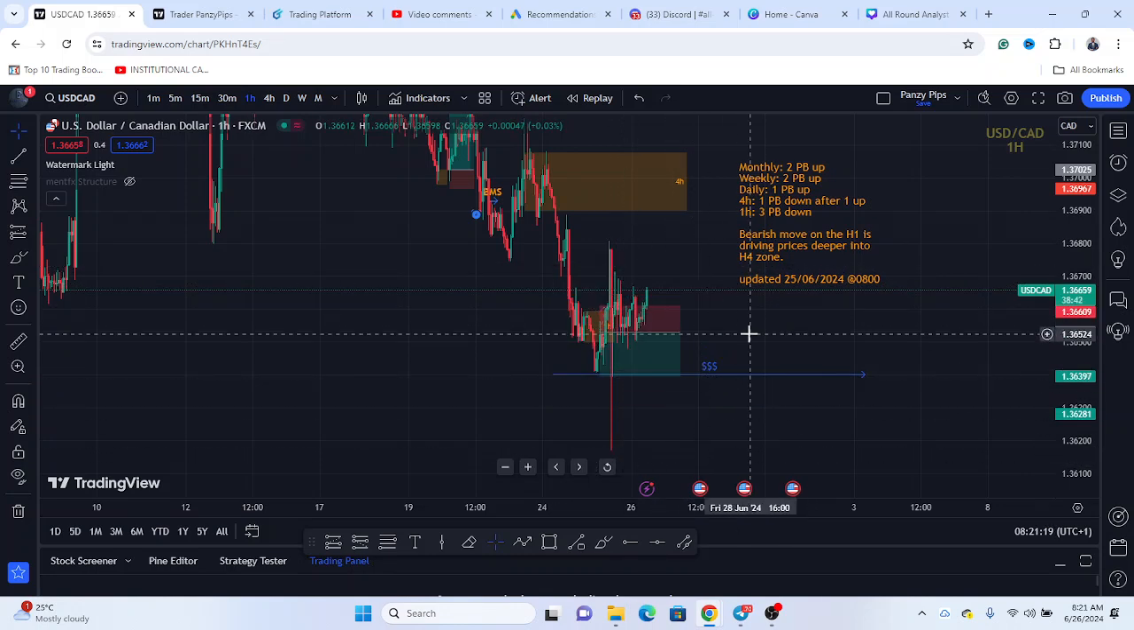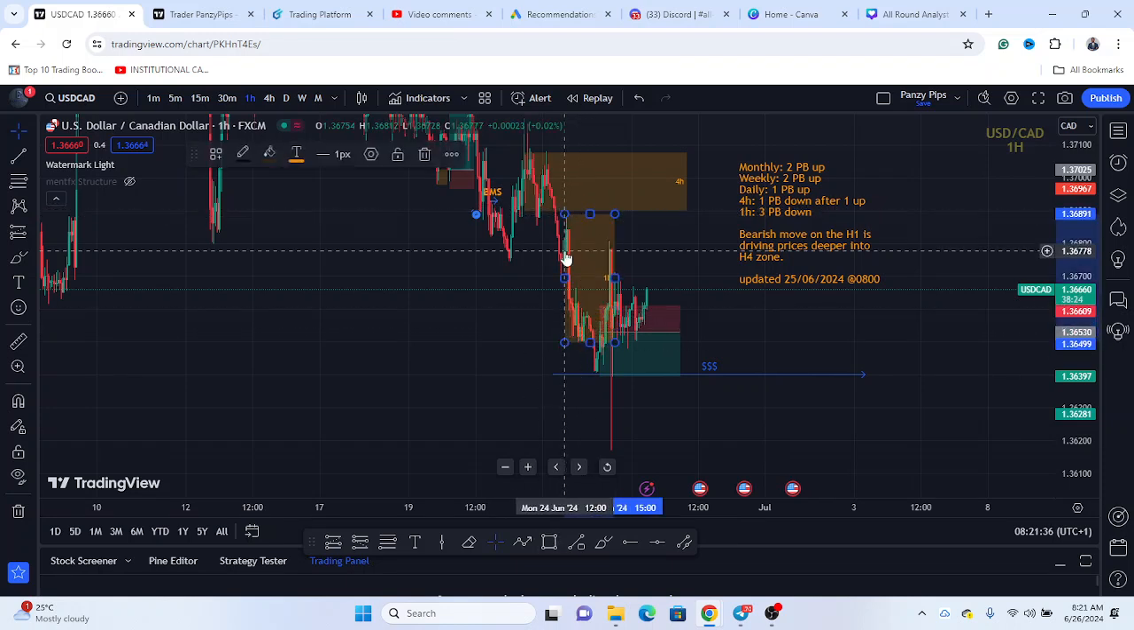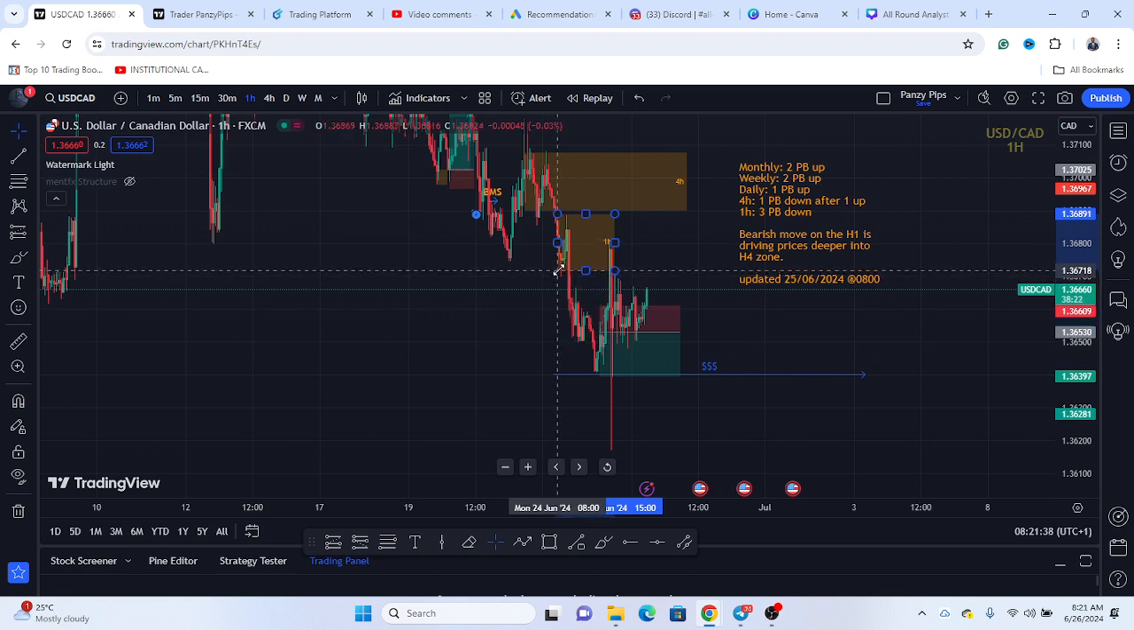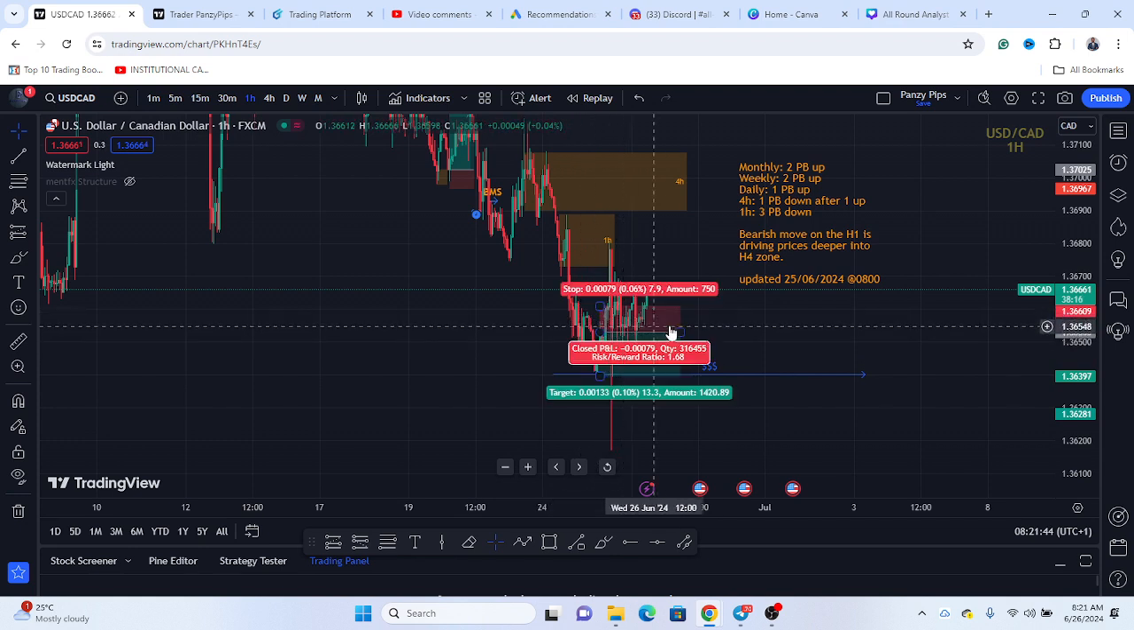Now, I realized, looking at this after it happened, that I was actually wrong on this zone. I don't hesitate to admit I was wrong, because this did not give me the needed pullback. The actual zone should have been here. This is the actual zone of the 1 hour, and I don't know how I missed that, because this did not give us a good enough retracement to guarantee the zone. So we lost out on that.